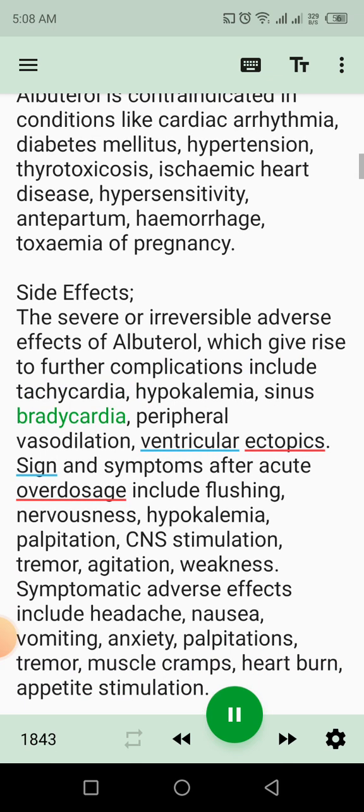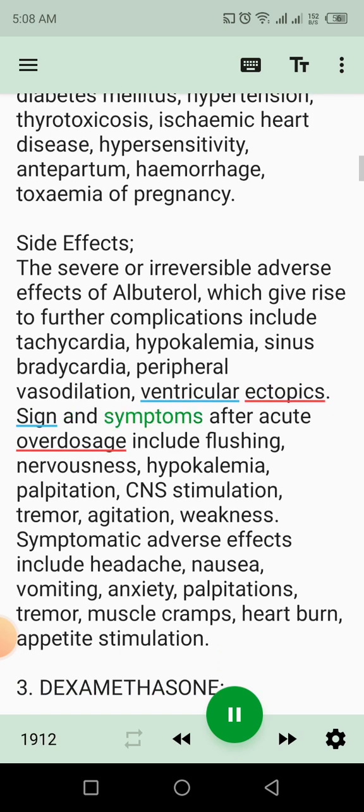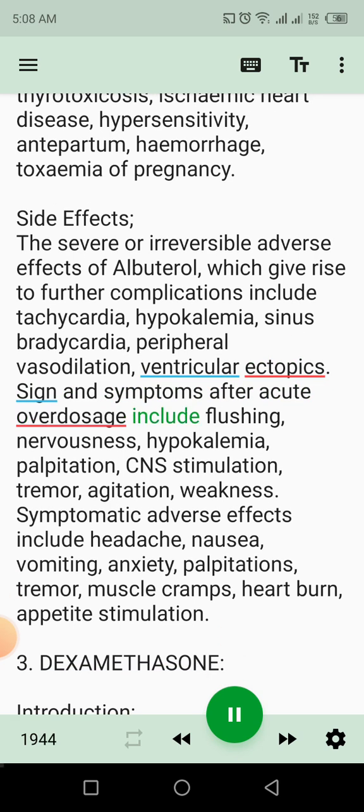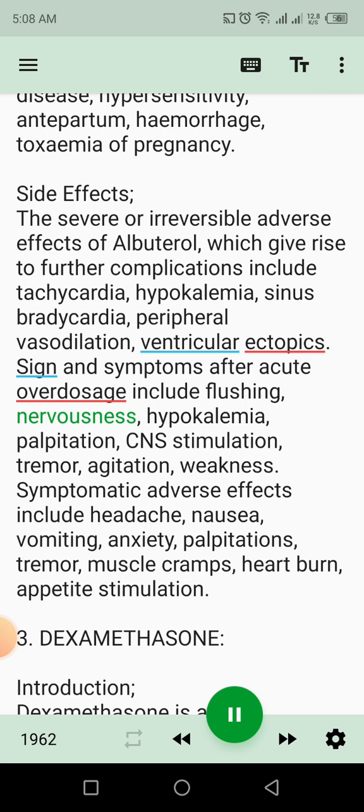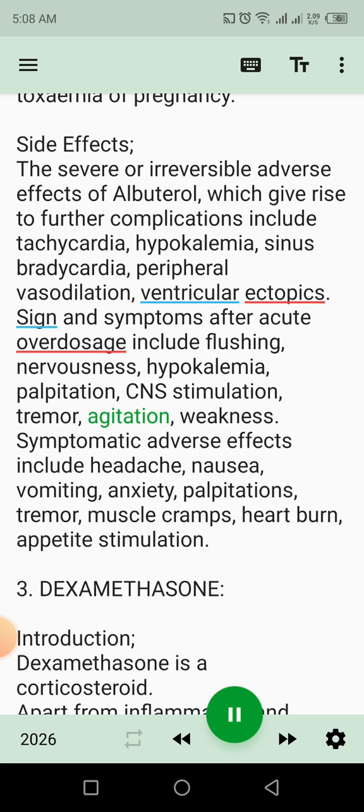hypokalemia, sinus bradycardia, peripheral vasodilation, ventricular ectopics. Signs and symptoms after acute overdosage include flushing, nervousness, hypokalemia, palpitation, CNS stimulation, tremor, agitation, weakness.